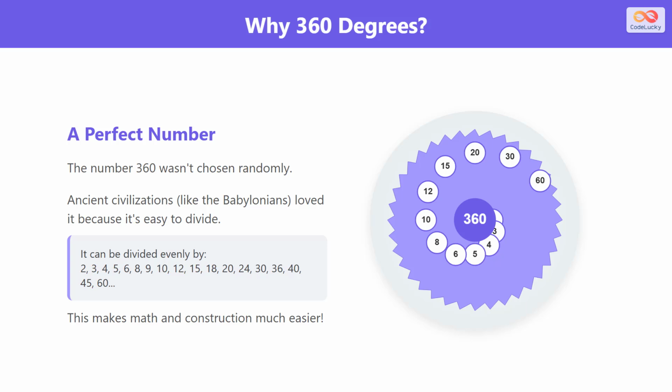You might wonder, why choose the number 360? It dates back to ancient civilizations. 360 is a very special number because it can be divided evenly by so many other numbers, like 2, 3, 4, 5, 6, 10, 12, and so on. This made calculations and building much easier for them.